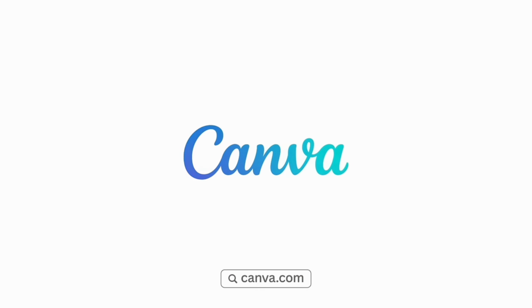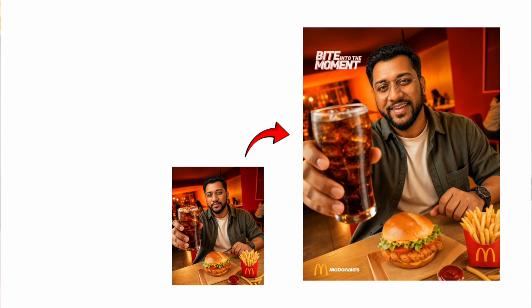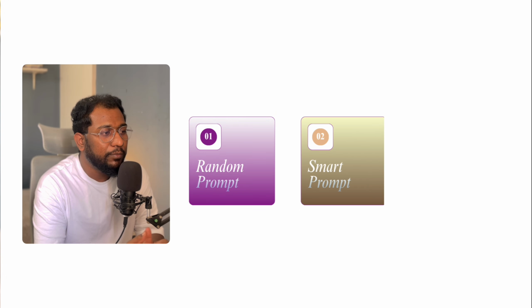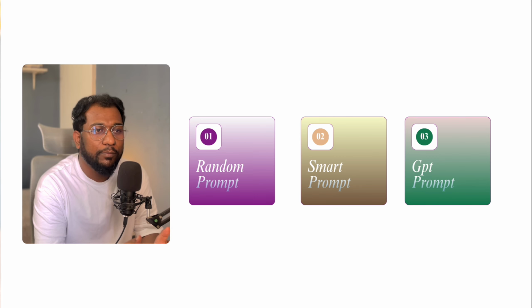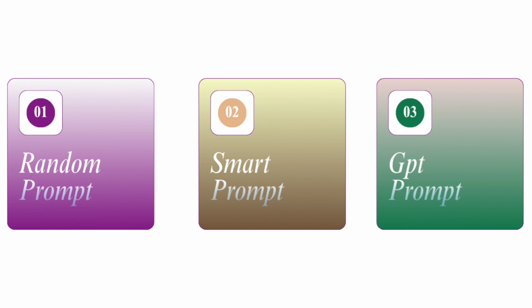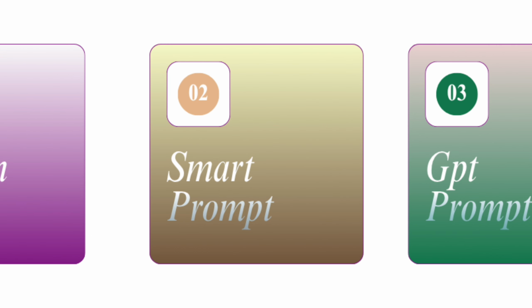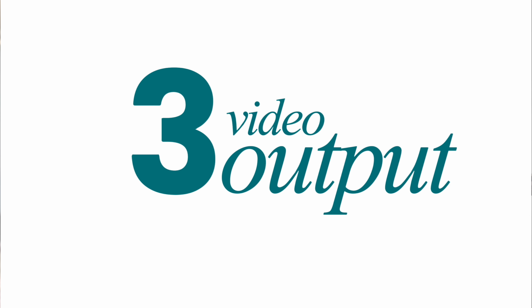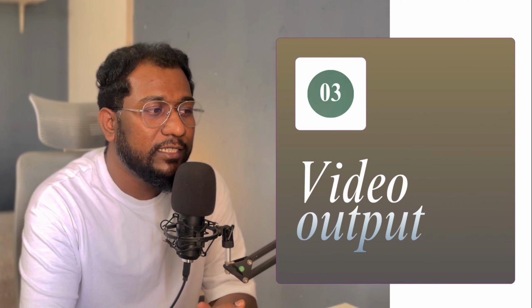I tested Canva's image to video feature and honestly I was not expecting these results. I took the same image and ran it 3 times, once with the random prompt I typed myself, once with the prompt I generated from ChatGPT and once using Canva's own auto-suggested prompt. 3 different inputs, 3 different videos and the difference between them was actually surprising.